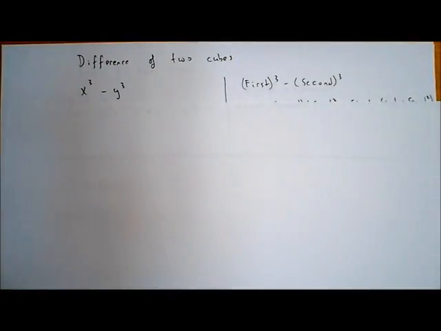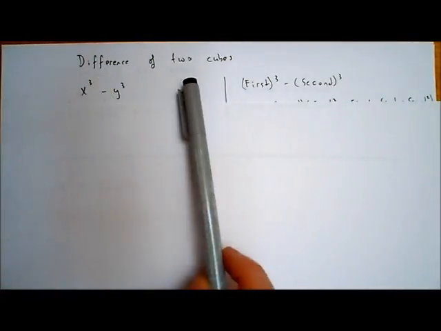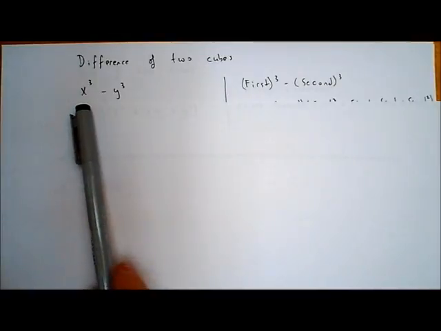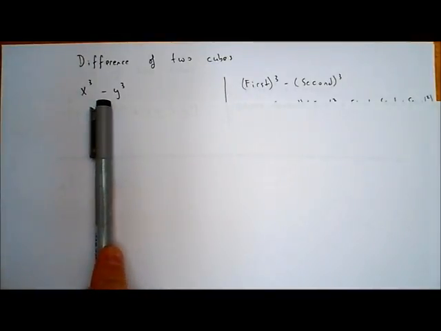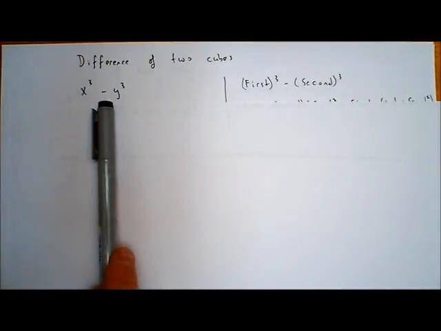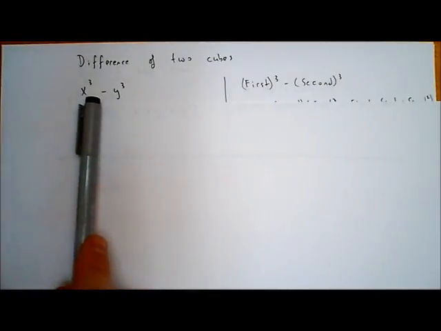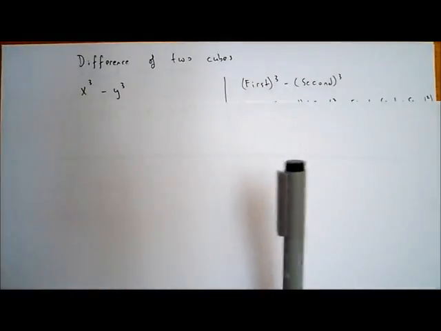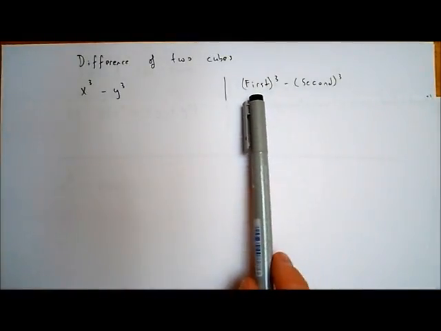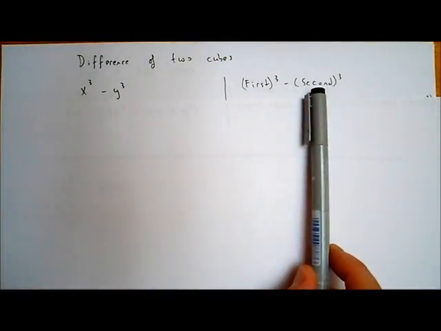We want to have a look at factorizing what's called the difference of two cubes. So a difference of two cubes, well, we know what a difference is. It's just when we're subtracting. And a difference of two cubes is when we're subtracting one thing cubed from something else cubed. So for example, x cubed minus y cubed. So it'll look something like this. We've got our first thing cubed minus our second thing cubed.